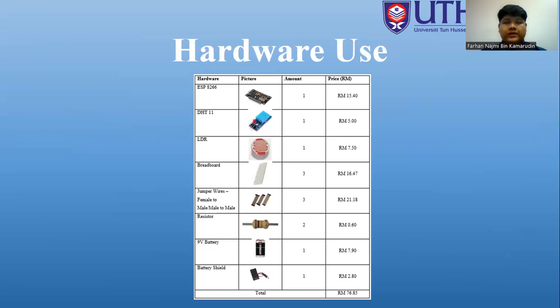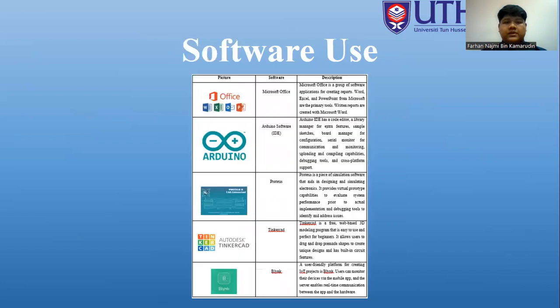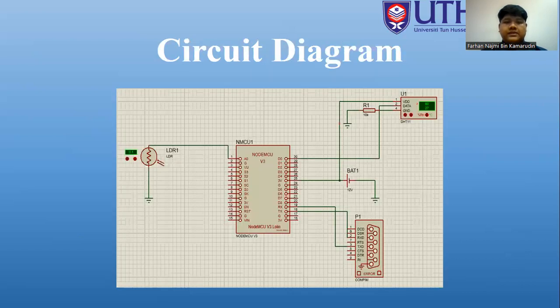So this is the hardware used: ESP8266, DHT11, LDR, breadboard, jumper wire male to male, resistor, 9 volt battery, and battery shield. The software used is Microsoft Office, Arduino IDE, Proteus, Tinkercad, and Blynk. This is my circuit diagram. It used a component to replace the Blynk app.